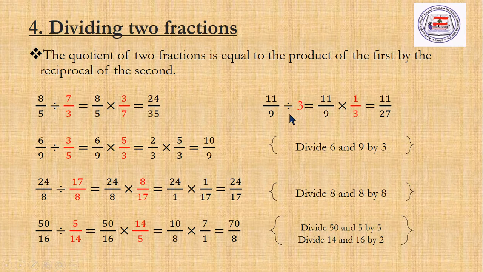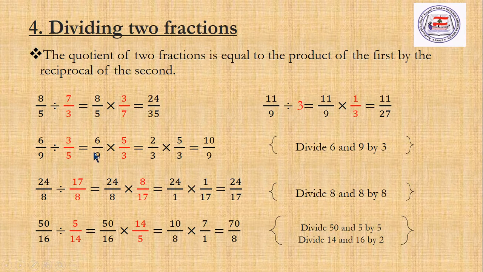Another example. 11 over 9 divided by 3. 3 alone is 3 over 1. Division is changed to multiplication. And 3's reciprocal is 1 over 3. And then we multiply.